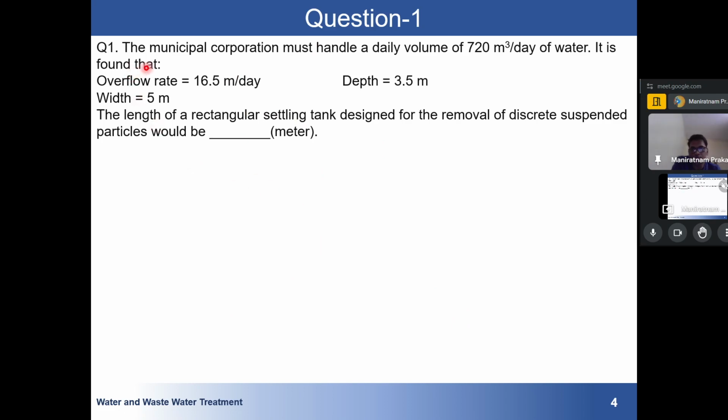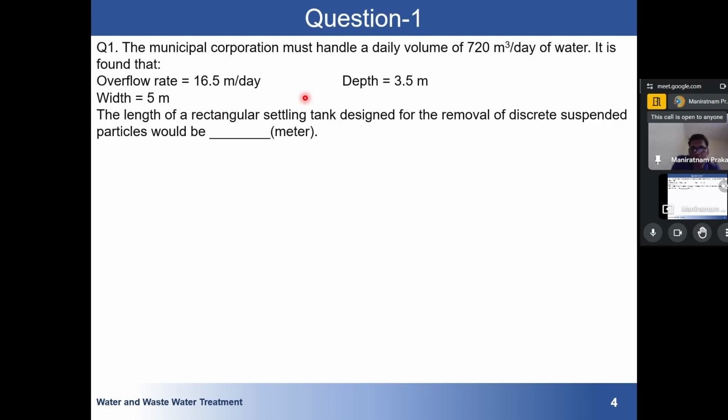The first question is: the municipal corporation must handle a daily volume of 720 meter cube of water. It is found that the overflow rate is 16.5 meter per day. The depth of the settling tank is 3.5 meter, and the width of this settling tank is 5 meter. You have to calculate the length of this rectangular settling tank that is designed for removal of discrete suspended particles.